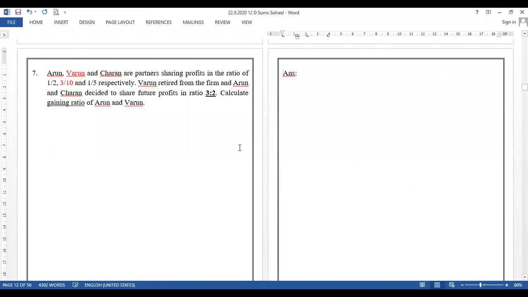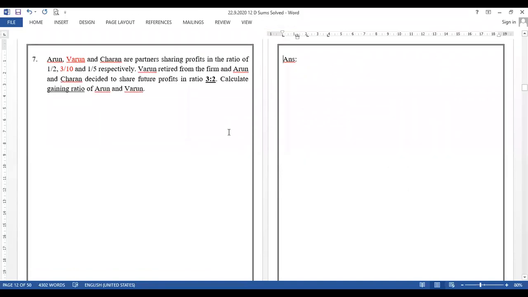That's all. Now, Arun, Varun and Charan are partners sharing profits in the ratio of 1 by 2, 3 by 10 and 1 by 5 respectively. Whenever the ratio is given to you like this, students do get confused, but keep it simple. Equalize the denominator part, right? So you'll get the ratio. Varun retired from the firm and Arun and Charan decided to share future profits in the ratio of 3 ratio 2. Calculate the gaining ratio of Arun and Charan.